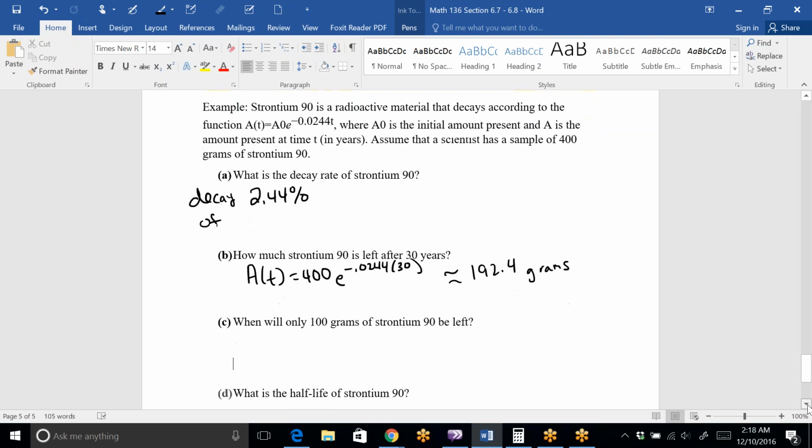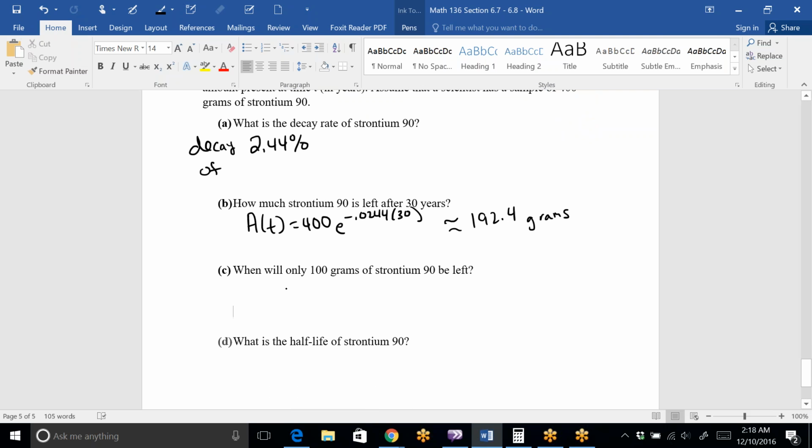When will only 100 grams of strontium be left? That's saying that you want to know the amount of time that passes for 400 to go down to 100. Because t is an exponent, we're going to have to use a log here, but we need to divide the 400 over first. So that would be 1/4 equals e^(-0.0244t). Take a natural log of both sides.